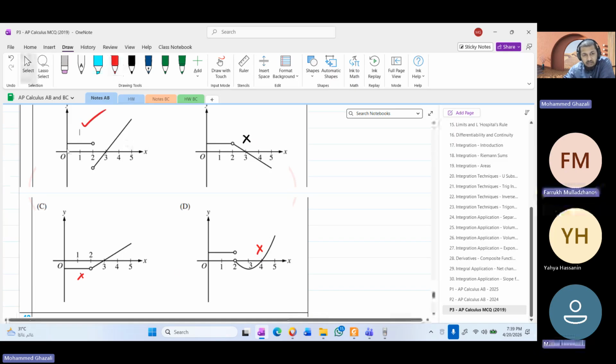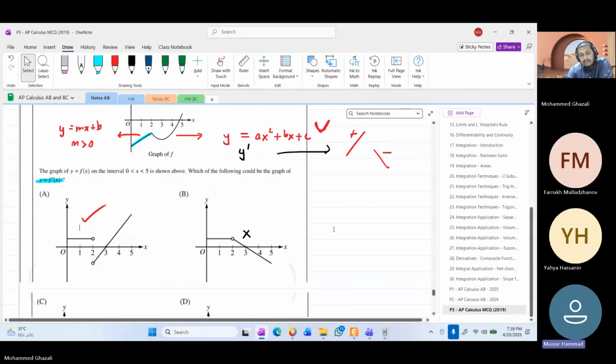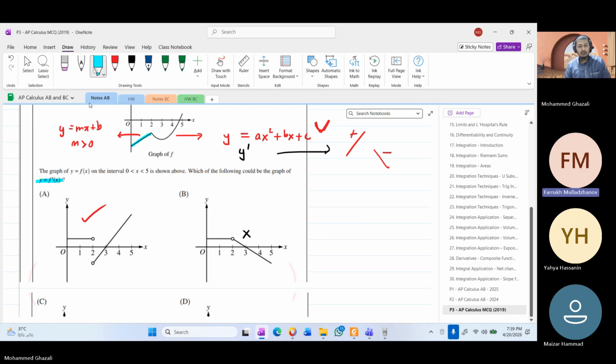So A is correct, positive sloping. The one that Farouk said was correct. My bad. I just saw that it looks like a jump. No, it doesn't matter. Don't worry about the jump. Worry about the slopes. Focus on the slopes.